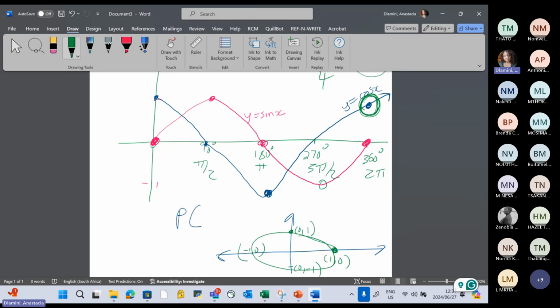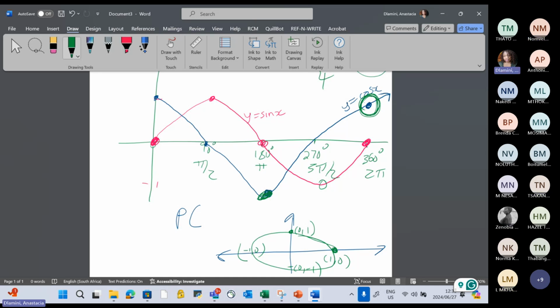What is cos pi over 2? 90. It's 0. Look at the graph. What is cos pi? It's not 90. It's -1. Thank you. Look at this.